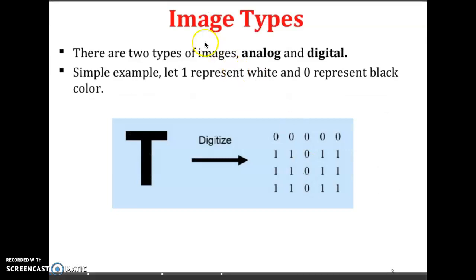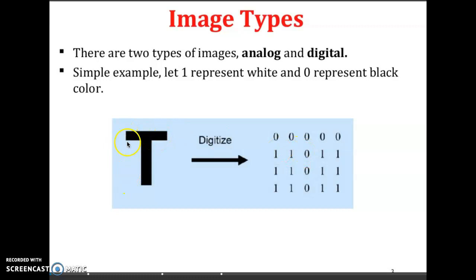Next, we have discussed the types of images. The images are broadly classified as analog image and digital image. For human viewing purpose, for human visualization, we have the representation of the image in analog. Analog means it is continuously appearing, and for processing purpose, it is digitized in a binary form. This analog image, we have digitized in this manner.